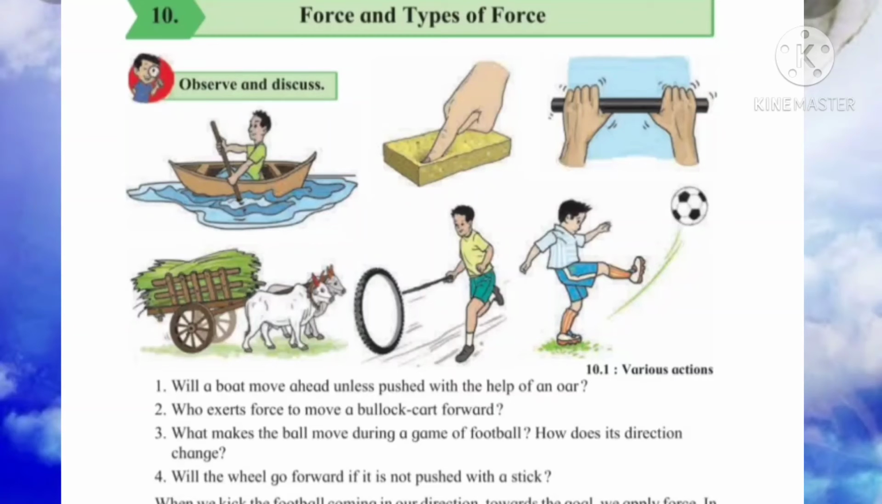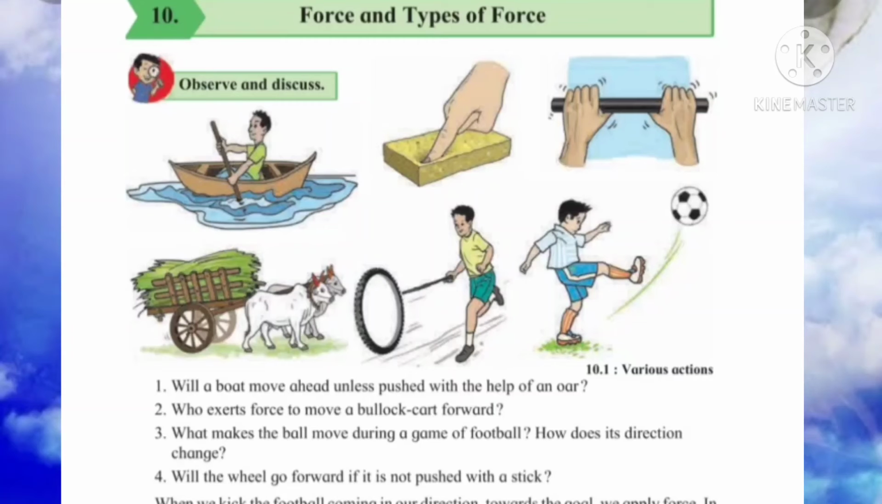Second one, pressing of a sponge. For pressing the sponge, he is using his finger. And if we want to bend the rod, then we need to bend it with the help of our hand.